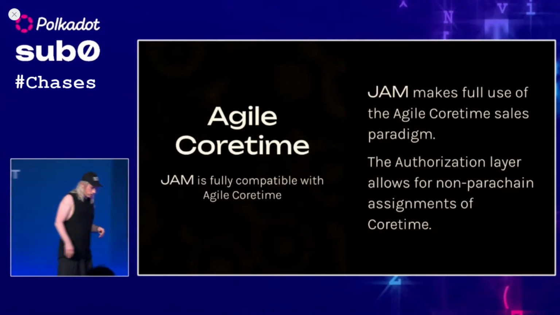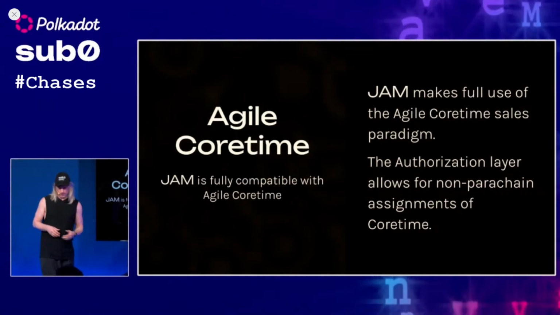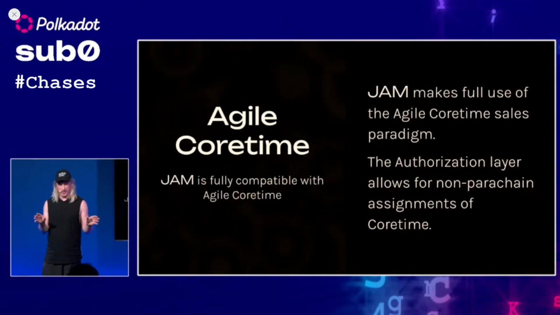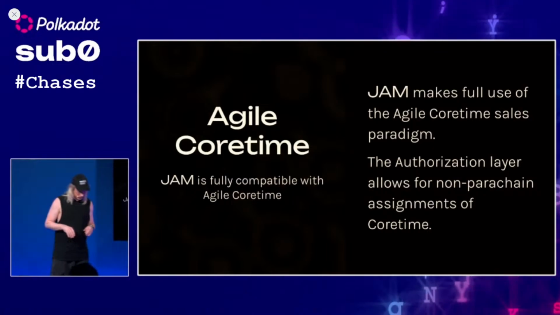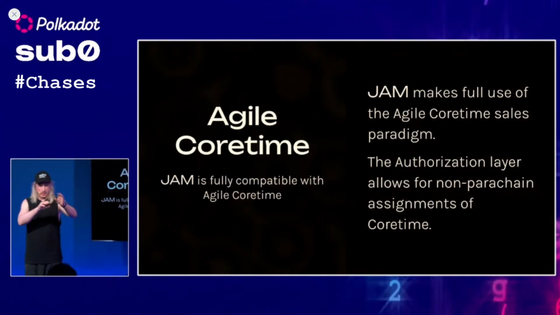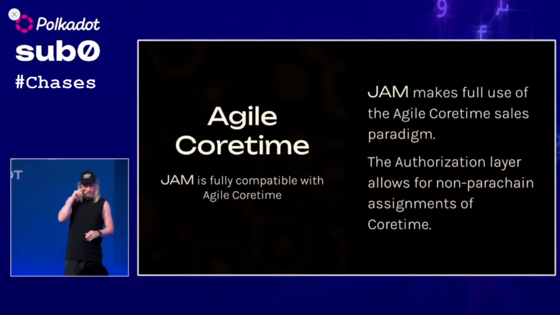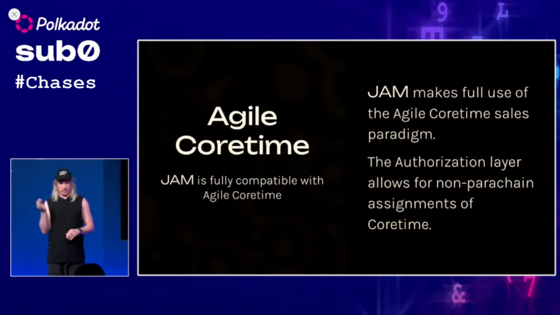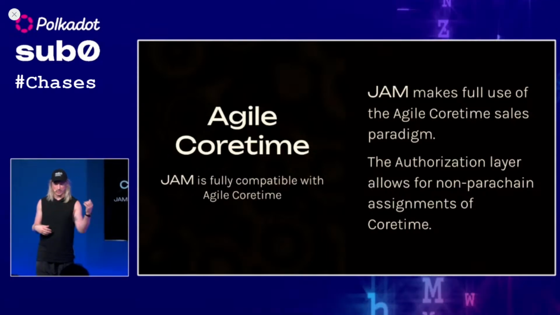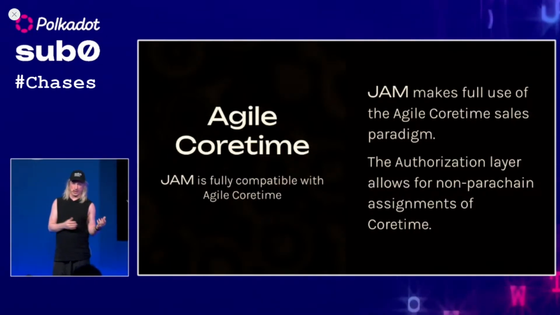Now, Jam is built with Agile core time in mind. Not much changes on the Agile core time front. I presume people here are familiar with Agile core time. Yeah, nodding of heads, good. So this whole NFT sales market thing for core time would remain essentially unchanged. The main thing that Jam adds to Agile core time is the ability to not simply target core time at a parachain, but to target at essentially arbitrary sets of work packages.